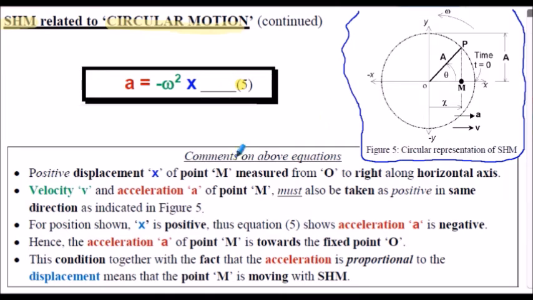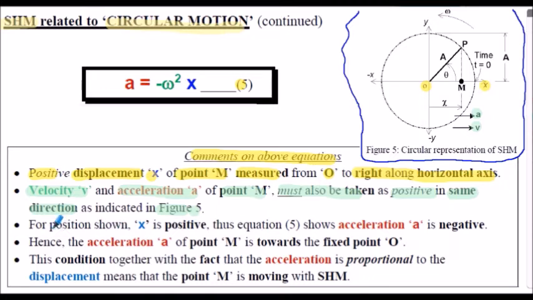There's a few comments on the above equations. Positive displacement x of point M is measured from O on our diagram here to the right along the horizontal axis. So that's a positive x here. Velocity v and acceleration a of point M must also be taken as positive in the same direction as x, as indicated in figure 5 above. Positive v, positive a.